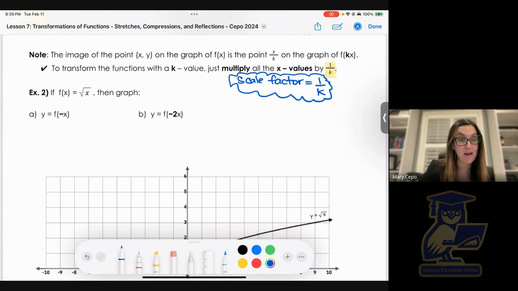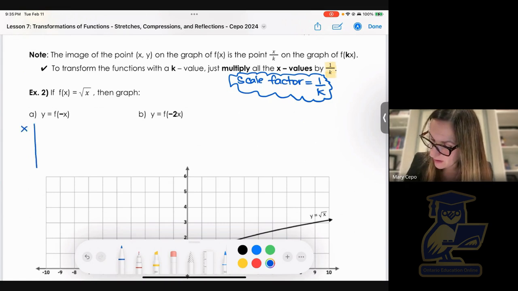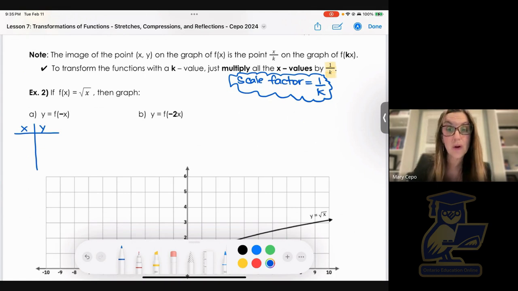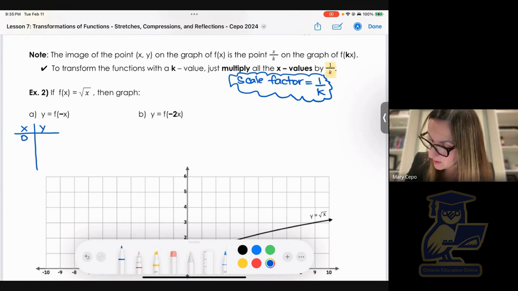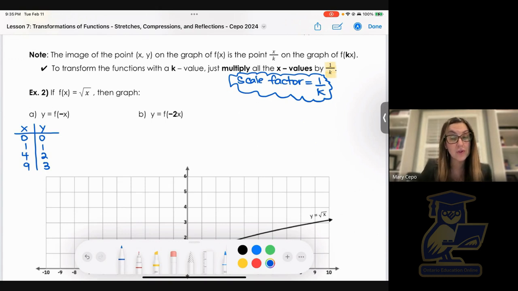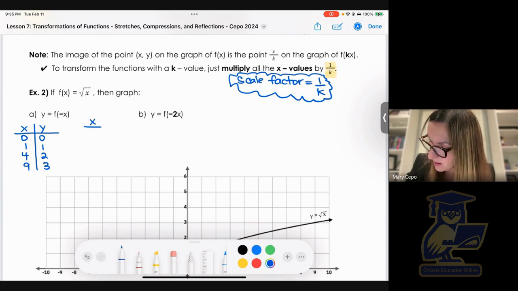So applying that to example 2, we're looking now at A, where y equals f of negative x. So we learned from above to transform the function with an x value, just multiply the x values by 1 over k. So we know that the parent function we're dealing with, which is the square root, we know the key points are (0, 0), (1, 1), (4, 2) and (9, 3). Right? In order to determine what the new function is going to be, we're going to take x and we're going to divide it by that k value. If we notice in this example A, k is equal to negative 1.